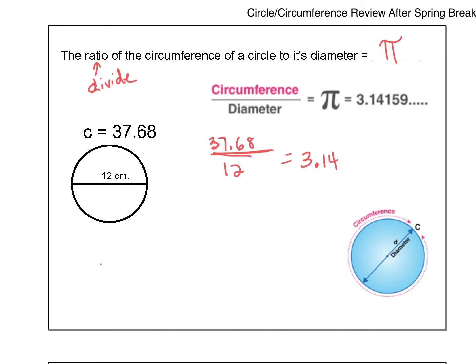All right, so that's just one of those important concepts to understand about circles, and it will pop up today in your Scoot Pad problems. All right, moving on.